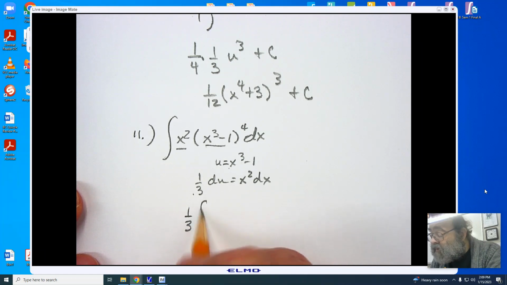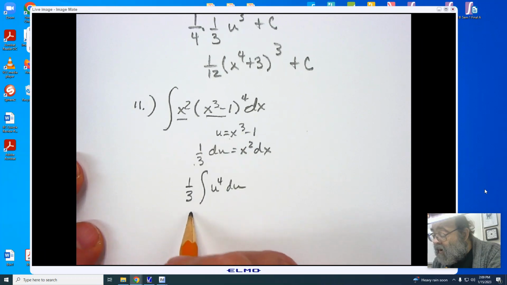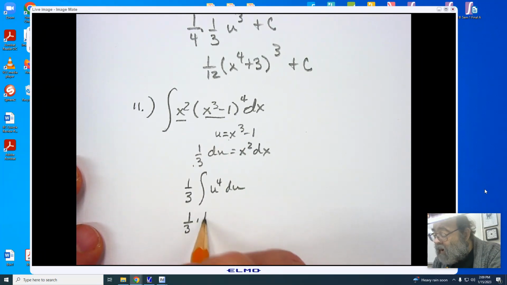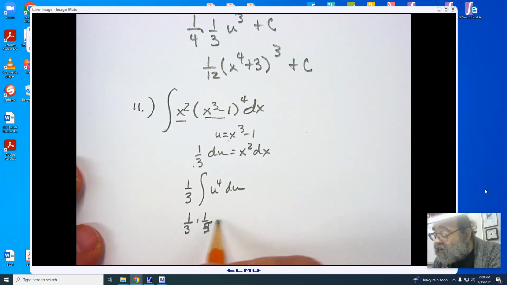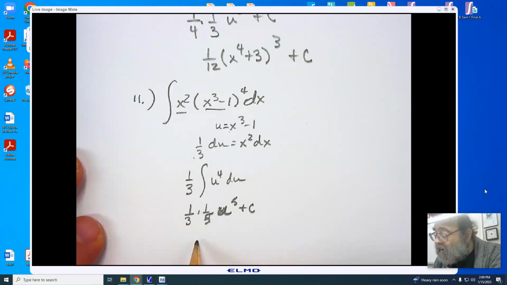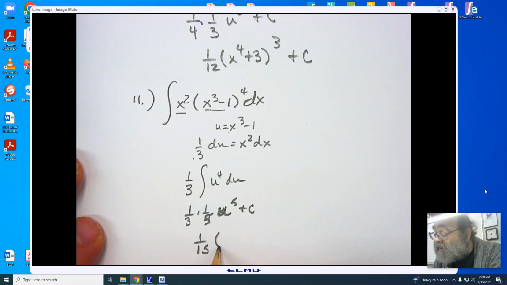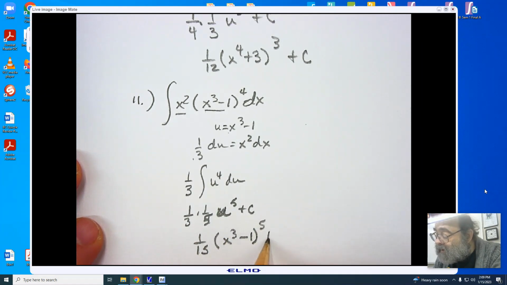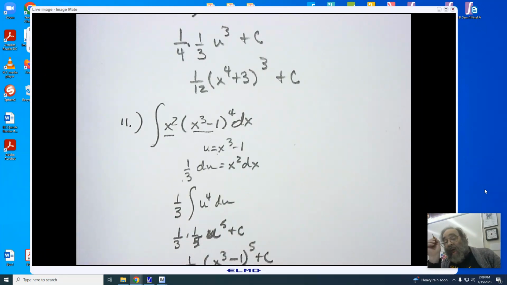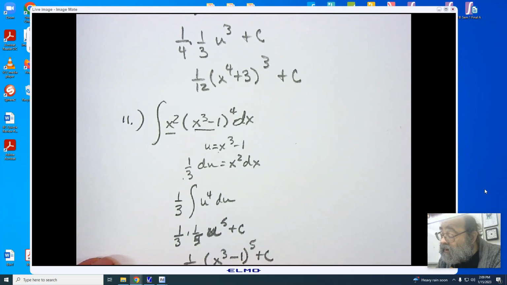1/3 now becomes 1/3 u to the 4th du, and I now have 1/3 times 1/5 u to the 5th plus c, which is 1/15, back substitute x cubed minus 1 to the 5th plus c. Now, I haven't been going back and doing that double check, which is to do the derivative and just check. Notice you do get 1/3.